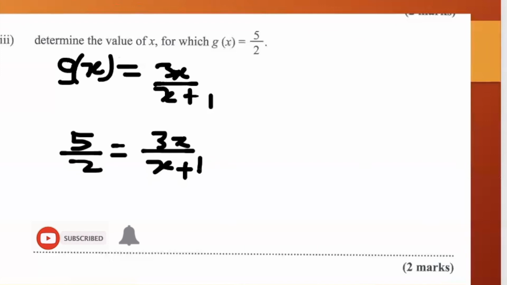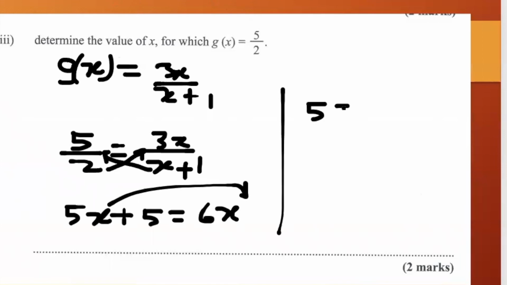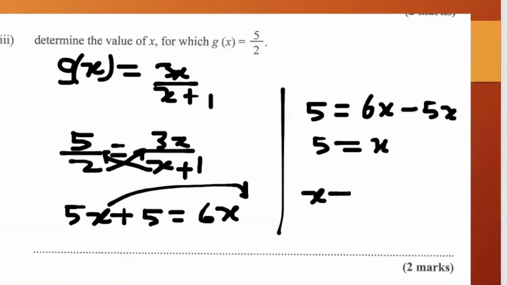Next, I am going to cross multiply. So multiply x plus 1 times 5. 5 times x, that's 5x, and 5 times 1, that's 5. 2 times 3x, that's 6x. And then I'm going to carry the 5x over the equal sign. So I have 5 is equal to 6x minus 5x. So 5 is equal to x, but usually we write it the other way, which is x is equal to 5.